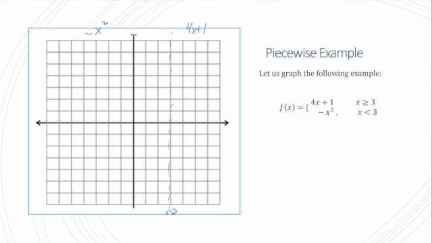So we need to go ahead and graph these functions, okay? If you don't already know what these graphs look like, you can always pick some values. So for 4x plus 1, I need to know my y values when x is 4 and 5. Well, I really only need 2 points to graph a line, but let's do 4 and 5. So when x is 4, I have 4 times 4 plus 1, which is 17. When x is 5, I have 4 times 5 plus 1, which is 21.